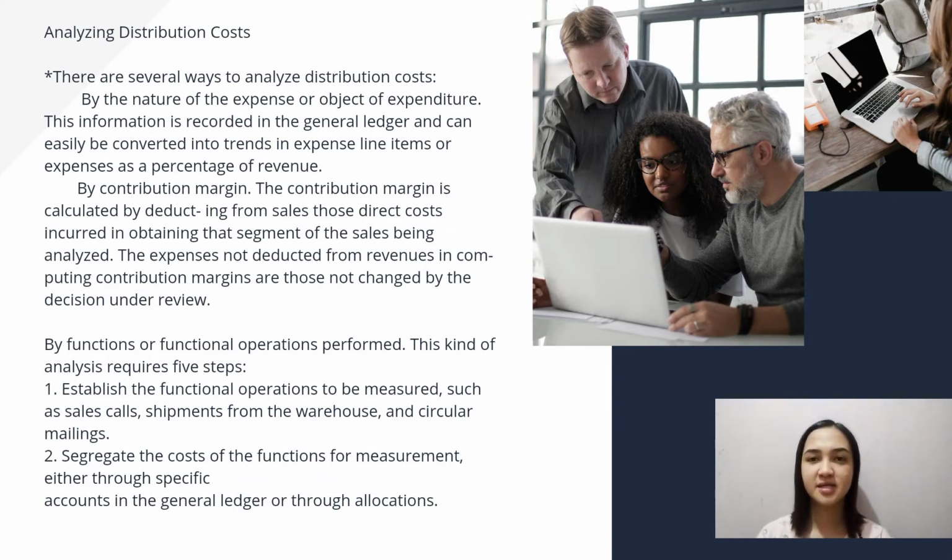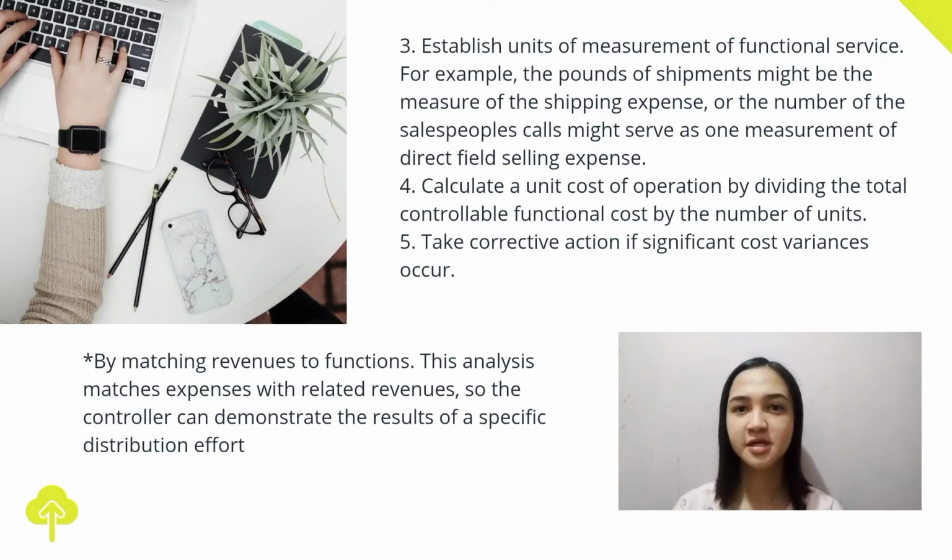By functions or functional operations performed. This kind of analysis requires 5 steps. First, establish the functional operations to be measured, such as sales calls, shipments from the warehouse, and circular mailings. Second, segregate the cost of the function for measurement either through specific accounts in the general ledger or through allocations. Third is to establish units of measurement of functional service.